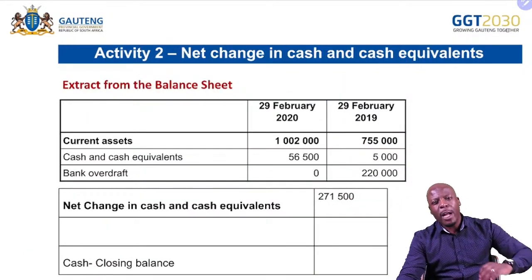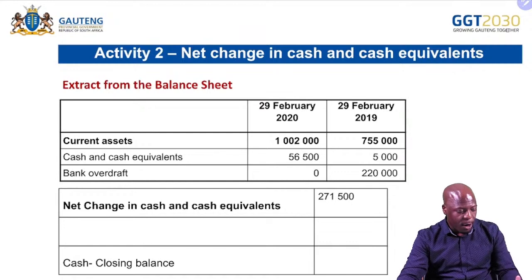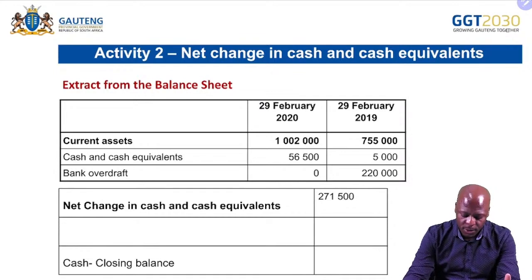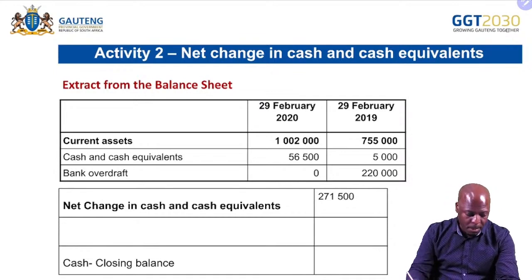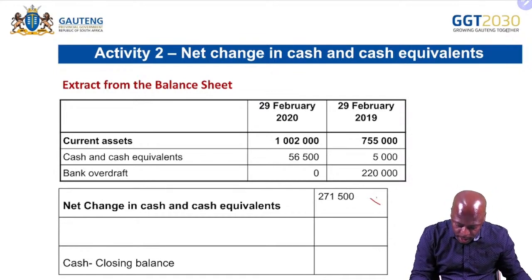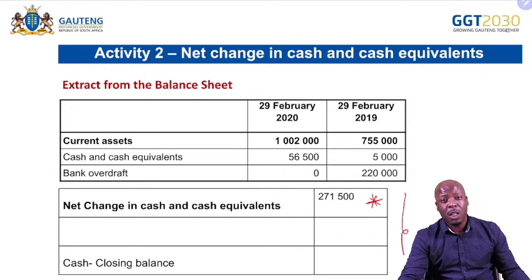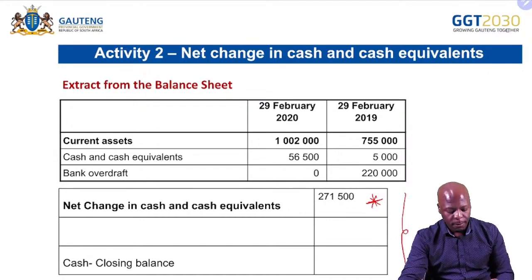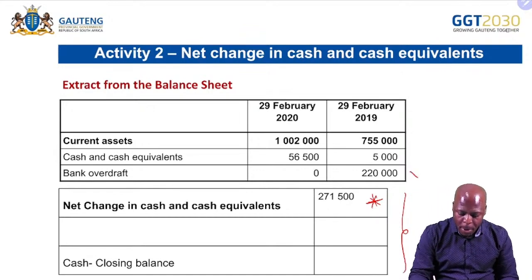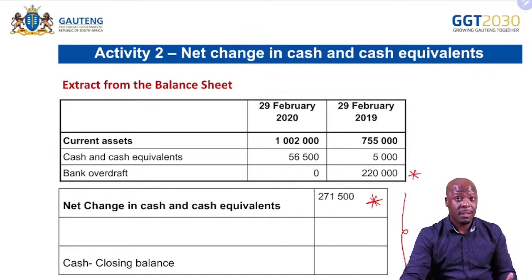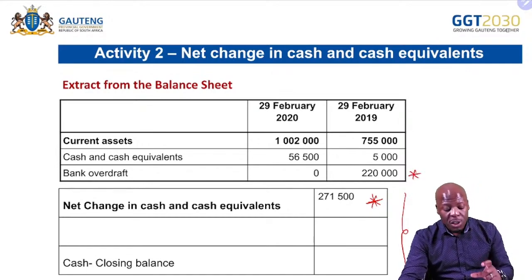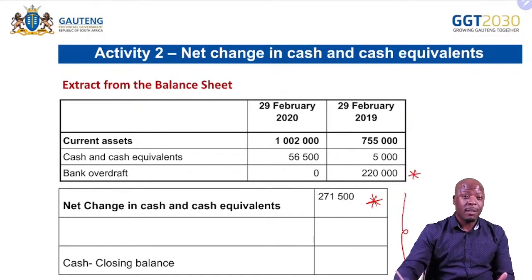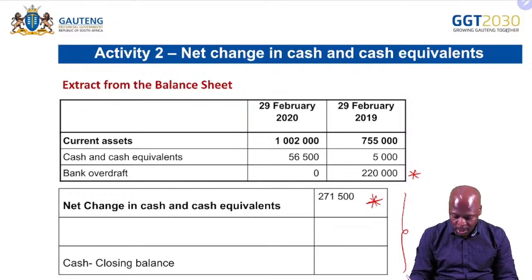Okay, let's quickly see. You will realize that we are not yet finished with the cash flow statement, because what we have now is just the net change in cash and cash equivalents. Here is a very important aspect which the examiner loves to test. Remember that 271,500 which we calculated. It is here. This is the last part of the cash flow statement. I tell you the truth, examiners love this aspect, especially when it comes with a bank overdraft. They love to test candidates on how they treat this bank overdraft. So you must listen attentively in this part now.